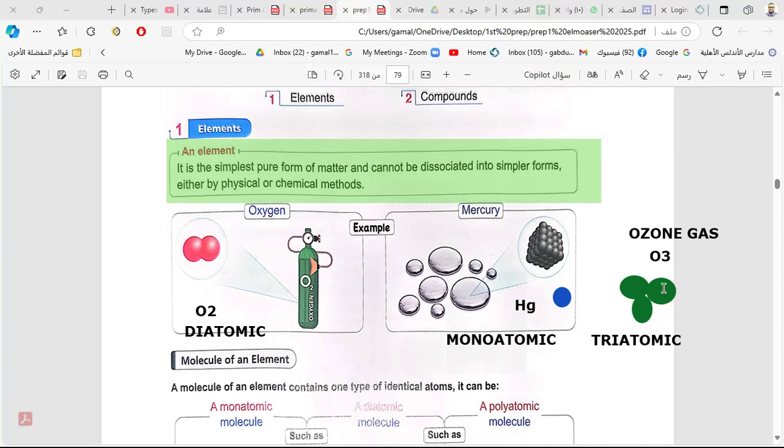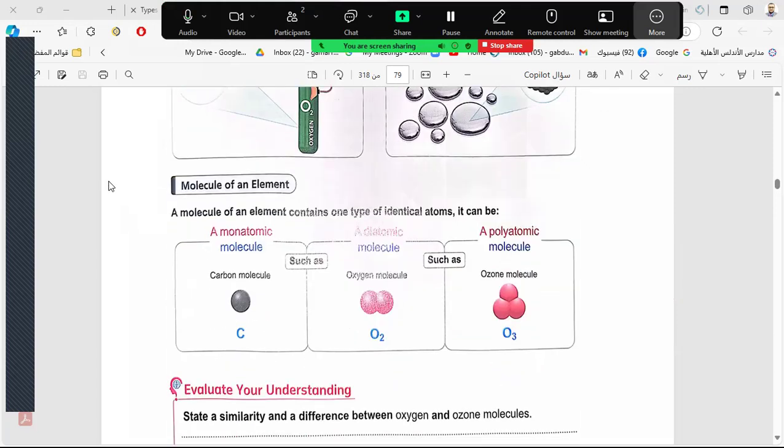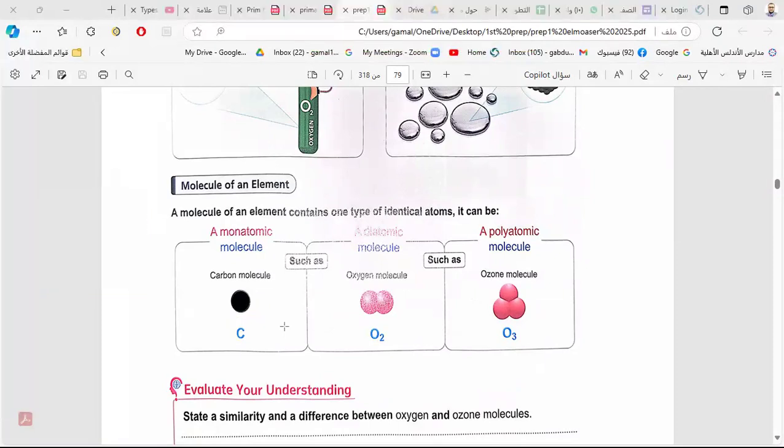All atoms here are the same. Oxygen, oxygen, oxygen. Here, the two atoms are the same. Oxygen, oxygen. So we have the same atoms, so it is an element. If we have the same atoms, it is an element. We have here a monoatomic molecule. What is the name of this molecule? Carbon molecule. Monoatomic or diatomic? How many atoms? It's one atom only. It is monoatomic.